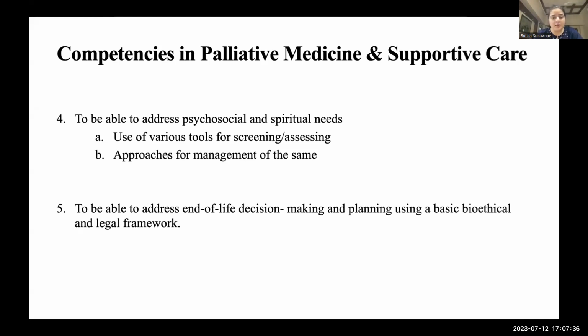Then we should be able to address the end of life care decision, the decision making process, the planning process, which is generally based on the local guidelines and the local legal framework. So the recent Supreme Court verdict on end of life care decision and advanced care planning has made it a bit more simplified.